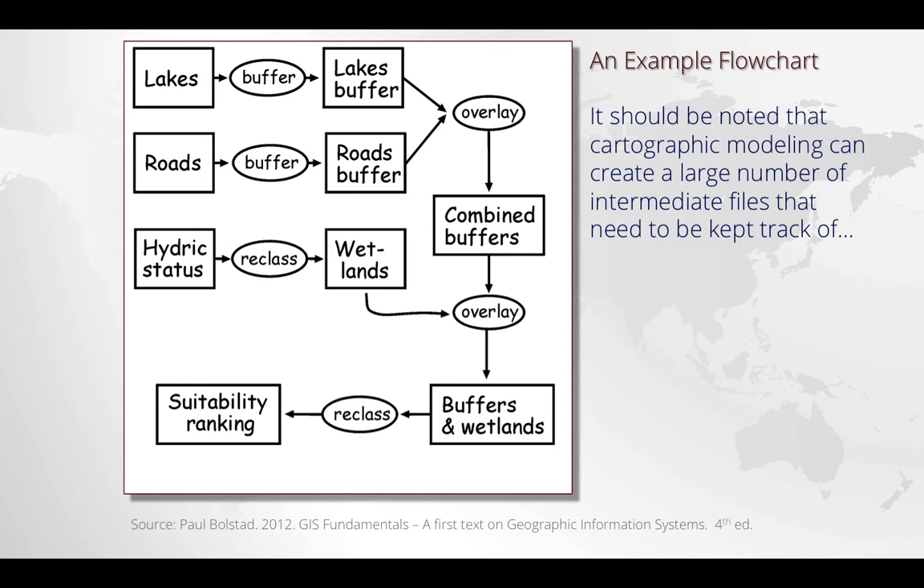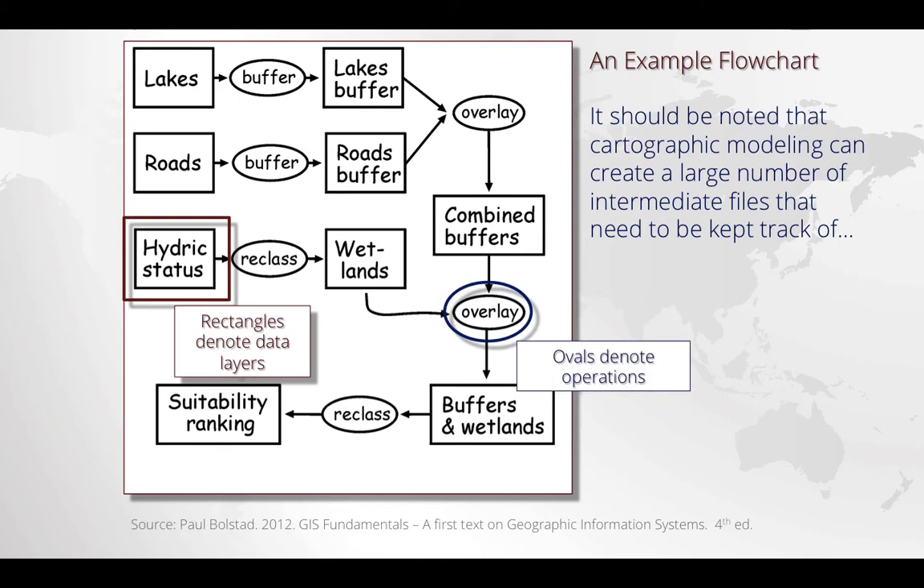and something that you've already probably come across so far in this course is that one of the things GIS does is create a huge number of intermediate files or intermediate products, and you really have to keep track of those well, or you just become overwhelmed. But this is a flowchart. Again, boxes represent inputs, ovals represent functions, and it just ties them together. So rectangles again denote data layers, either original or intermediates, and ovals denote operations.